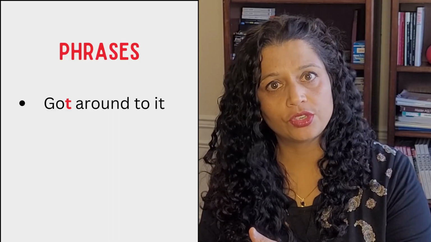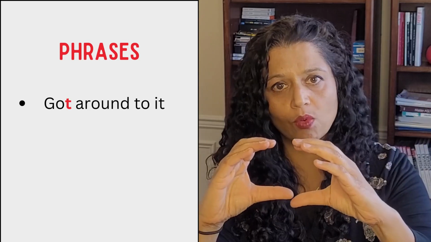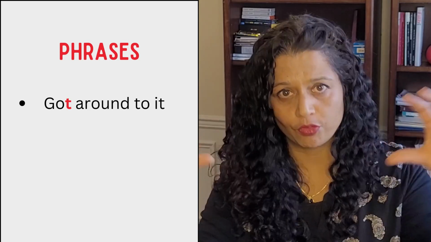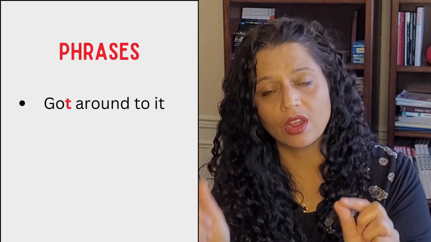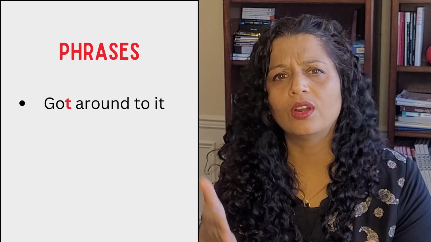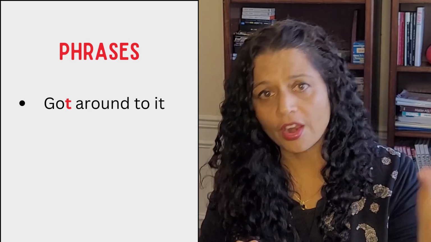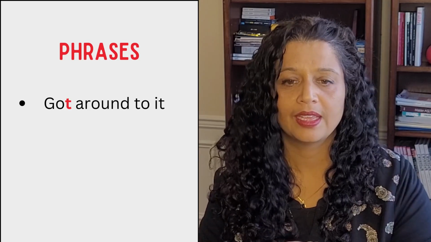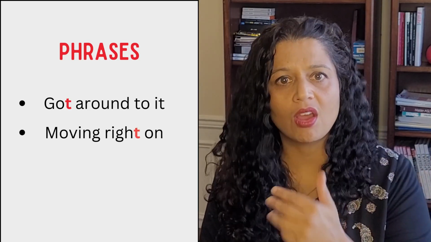Got around to it. Got around. We're treating that almost like one word, got around. And if you treat it like one word, then that is flanked by 2 vowels that are unstressed, okay? Because when we speak, we do not speak one word at a time. We do blend the words together. Got around to it. Here's another example. Moving right on.